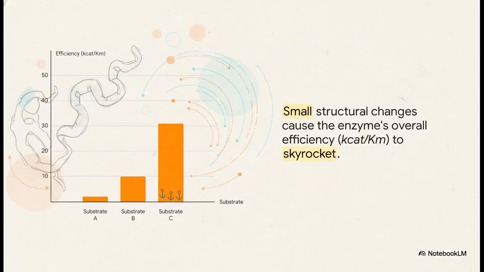And when you visualize that data as overall efficiency, the trend becomes crystal clear. Those small changes to the substrate, even ones far away from where the action is, cause the enzyme's performance to go through the roof. This tells us something really profound. The enzyme isn't just grabbing the substrate, it's using those extra points of contact to stabilize something else.